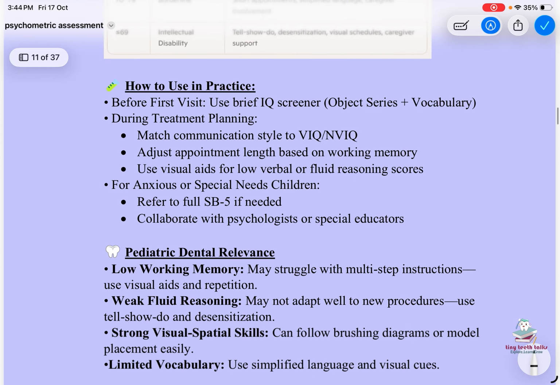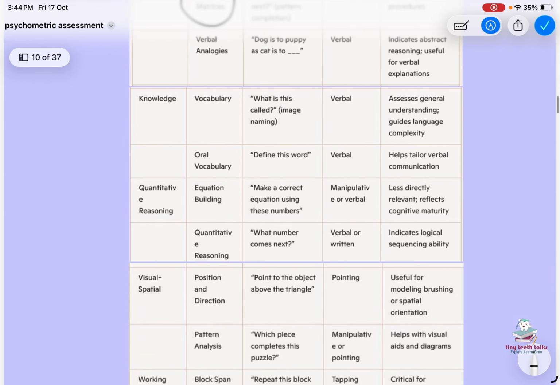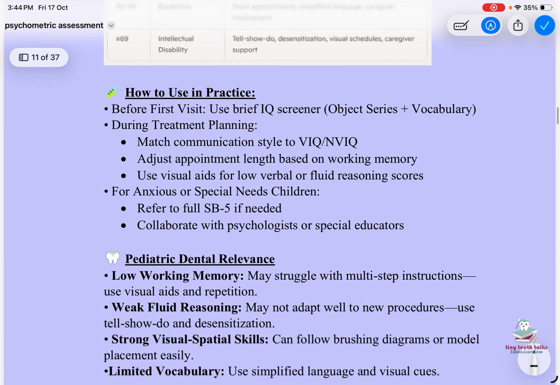How to use these in practice? Before the visit, use a brief IQ screener, which is object series plus vocabulary. So these are the object series plus vocabulary. Then during treatment planning, match communication style to verbal IQ and non-verbal IQ. Adjust appointment length based on working memory. Use visual aids for low verbal or fluid reasoning scores. For anxious or special needs children, refer for full SB5 if needed. Collaborate with the psychologist or special educators.